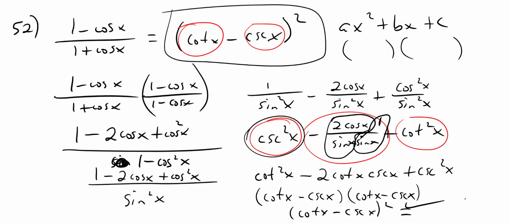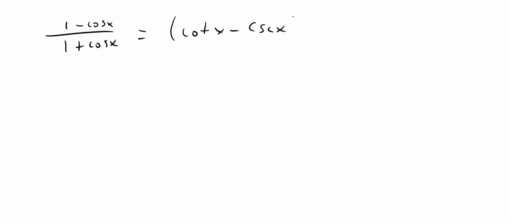Just for the heck of it, we're going to go the other way around, just to see what would happen if I simplified the other side. So let's try it. It might actually work out better, but let's give it a shot. Okay, so let me rewrite this again: 1 minus cosine of x over 1 plus cosine of x equals cotangent of x minus cosecant of x quantity squared.